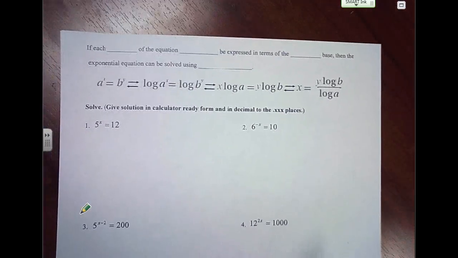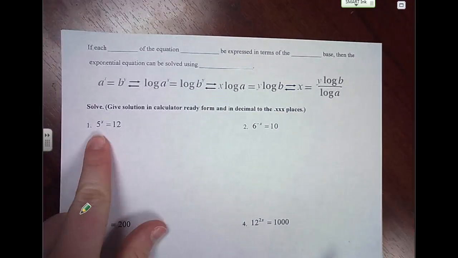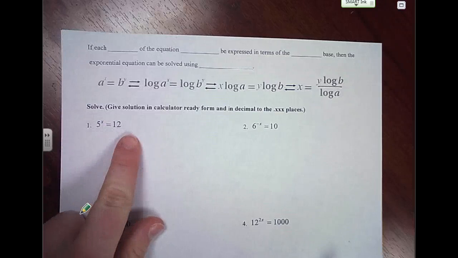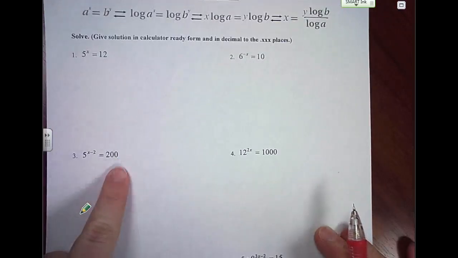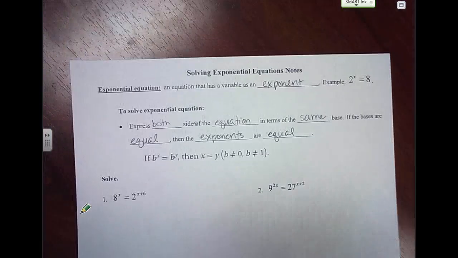The second type we're going to solve is where an exponent is only on one side. So here's an exponent, there's not an exponent, okay? All of these you can see have an exponent on one side but not on the other side. Okay, so let's start with exponents on both sides.